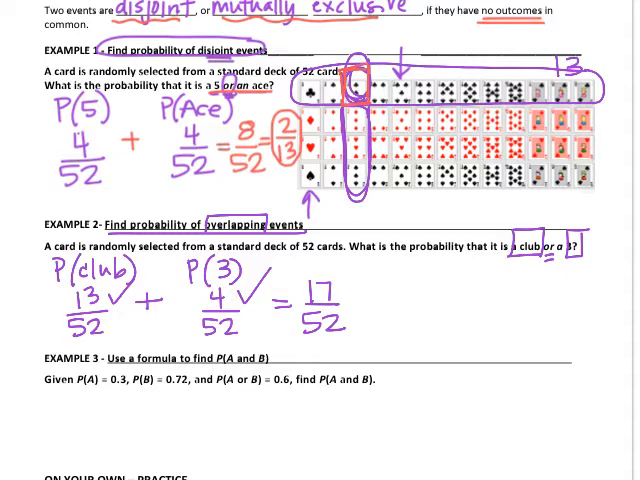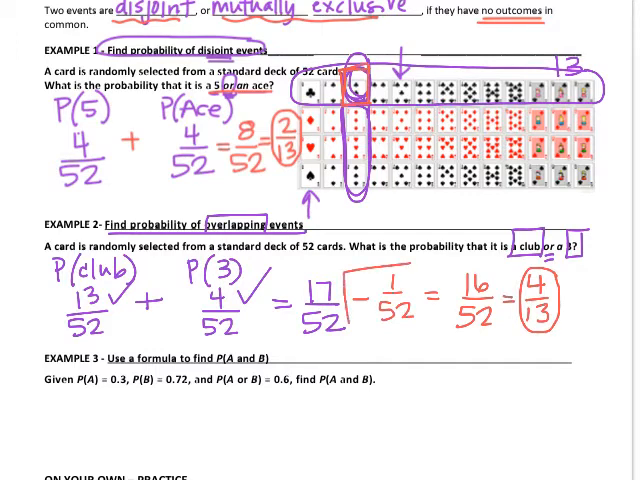Okay, so what do we have to do? Well, we have to find out how many are the overlap, and then we have to subtract the overlap. Once we subtract the overlap, in this case we have 16 out of 52, but we need to reduce. The number 4 goes into 16, and the number 4 goes into 52. So our overlapping event probability is 4/13.